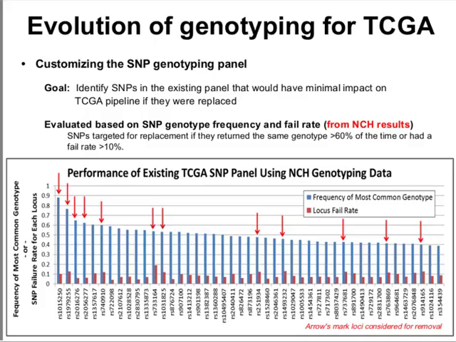So this graph here shows on the y-axis, we've double labeled the frequency as well as the fail rate. So frequency is in blue, greater than 60%, made the cut for being considered for removal, and then the rest of these red arrows represent the SNPs where there was a higher than expected fail rate, or let's say the higher end of the fail rate for all the samples that we ran.